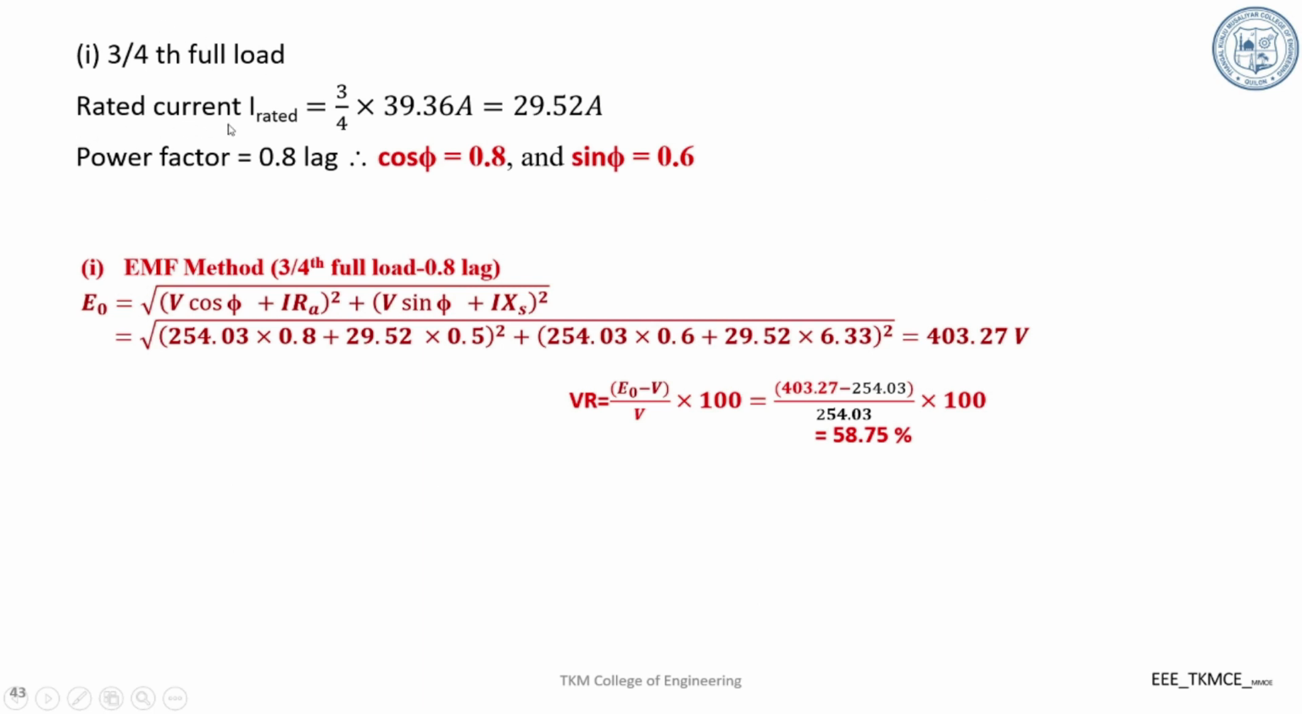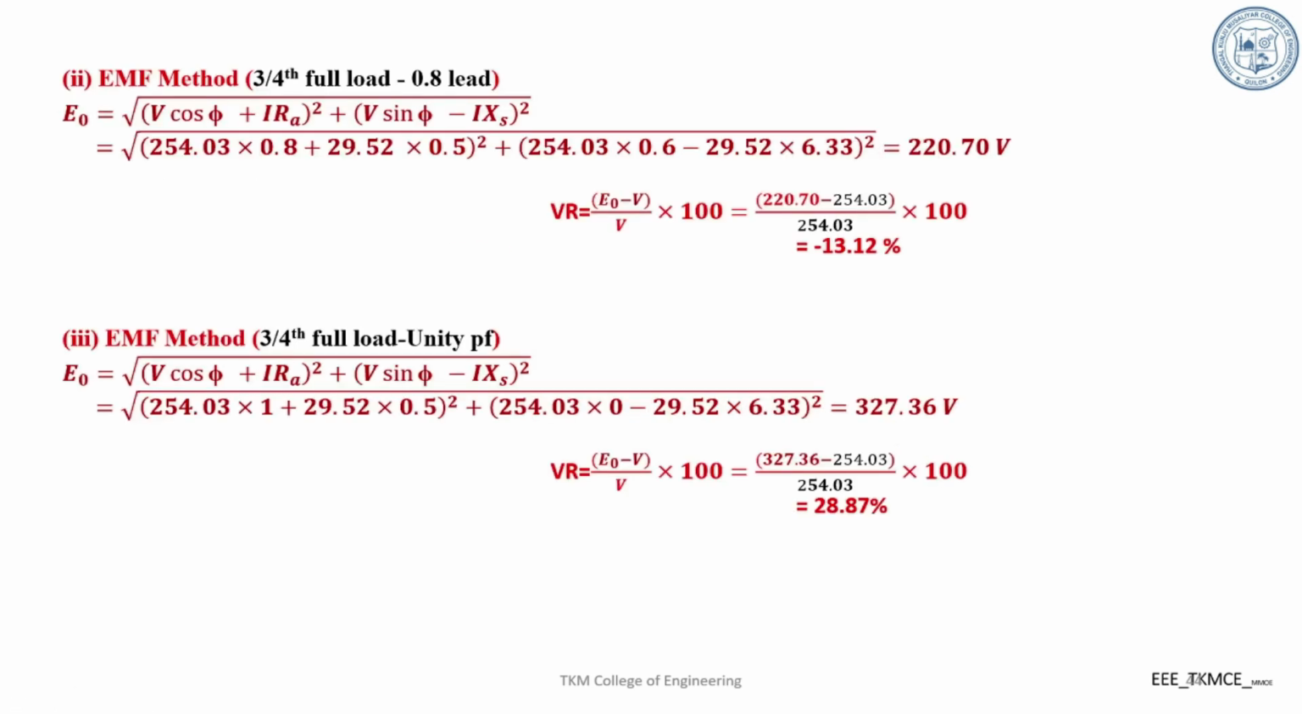Now let's solve the second case, that is 3/4 full load. The rated armature current at 3/4 full load is 3/4 into the full load rated current, which comes to 29.52 ampere. Then coming to the EMF method, 3/4 full load, 0.8 power factor lagging. Substituting all the parameters in this expression, E0 is obtained as 403.27 volt and the corresponding voltage regulation is obtained as 58.75%. Coming to the EMF method, 3/4 full load, 0.8 lead. After substituting all the parameters, E0 is obtained as 220.70 volt and the corresponding voltage regulation is obtained as minus 13.12%.